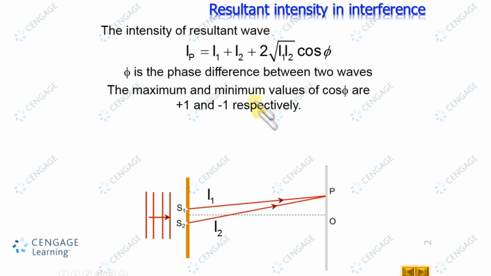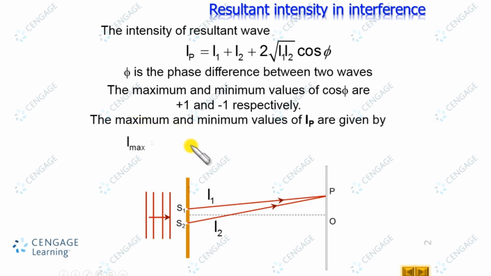And if you are interested to calculate the maximum intensity, we should have the cos phi value equal to plus 1. If we substitute cos phi equal to plus 1, this value will be equal to I max, and that is equal to I1 plus I2 plus 2 under root I1 I2. And this is nothing but equal to (under root I1 plus under root I2) whole square, right? So this is the maximum intensity.